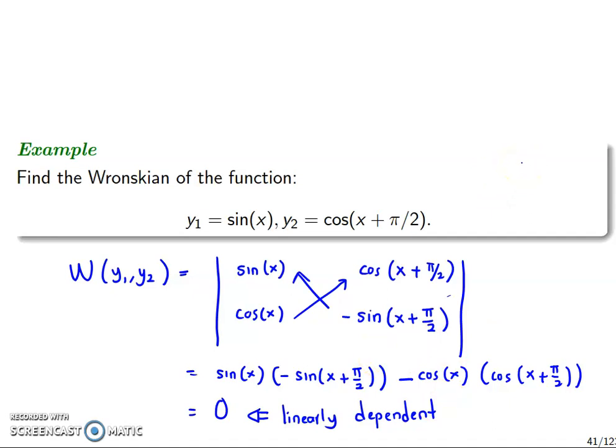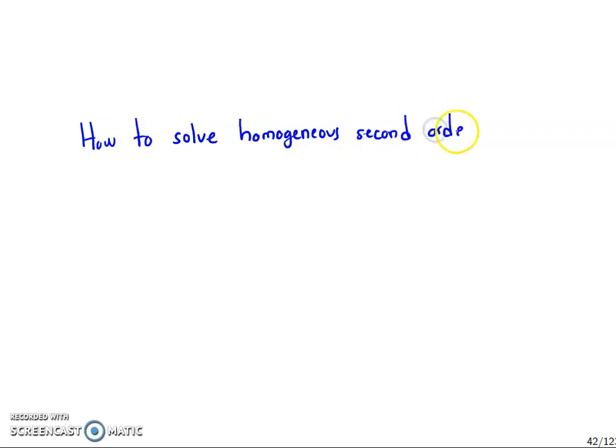That's all for today on linearly dependent and linearly independent. We want to look more into the fundamental set of solutions, and how to solve a homogeneous second order differential equation. We want to look at that in our next video.